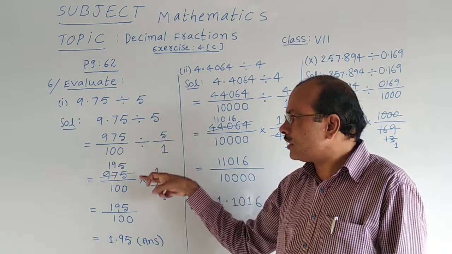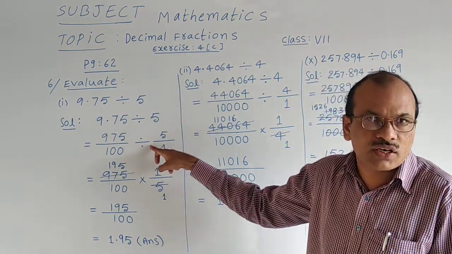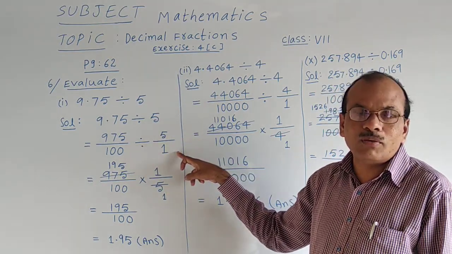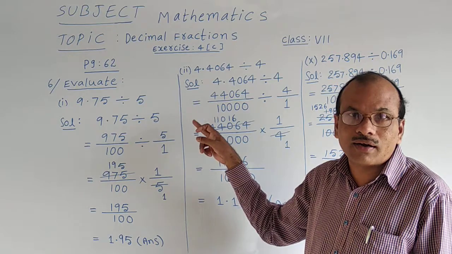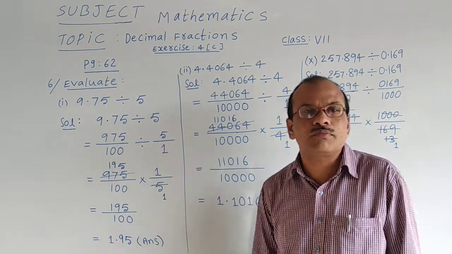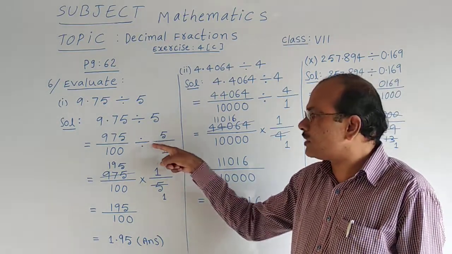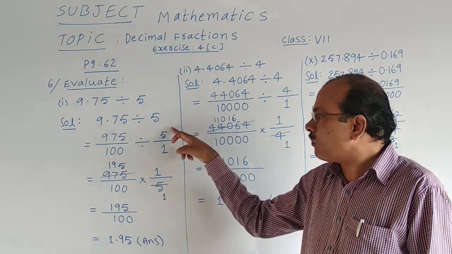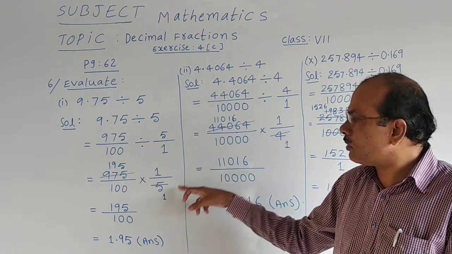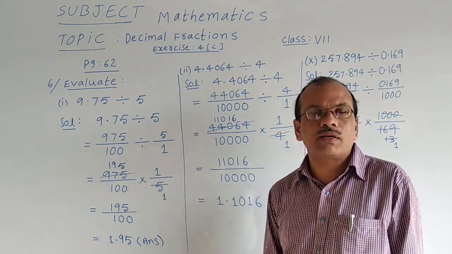Next, the same thing is written here, 975 by 100. The division symbol is changed into the multiplication symbol. 5 by 1 will be changed to its reciprocal, 1 by 5. That is the reverse. We have done this type of sums already. When the division symbol is changed into the multiplication symbol, 5 by 1 can be written as 1 by 5. That 1 by 5 is called the reciprocal of 5 by 1. I hope that part is clear.